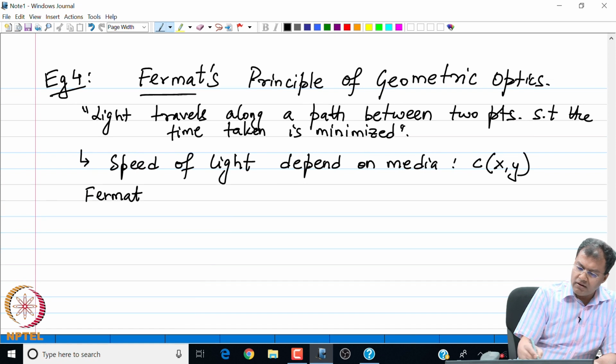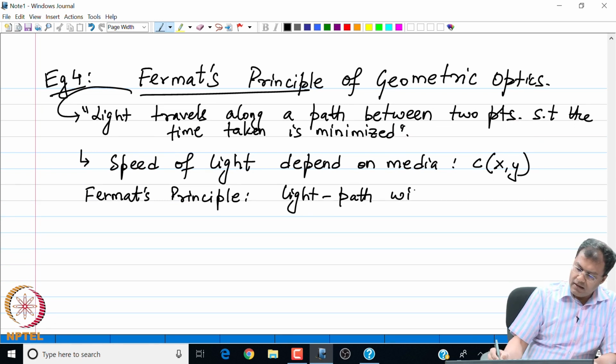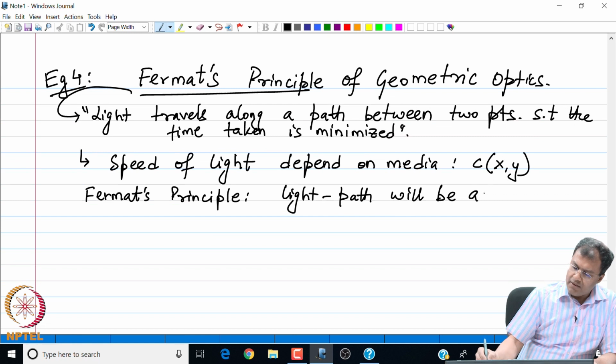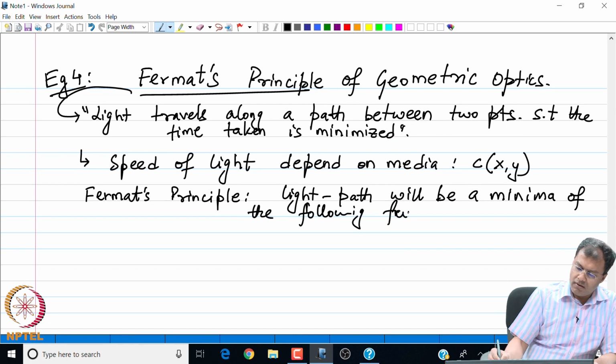The Fermat's principle is nothing but the statement that I have just written. It says that the light path, the path of the light, will be a minima of the following functional.